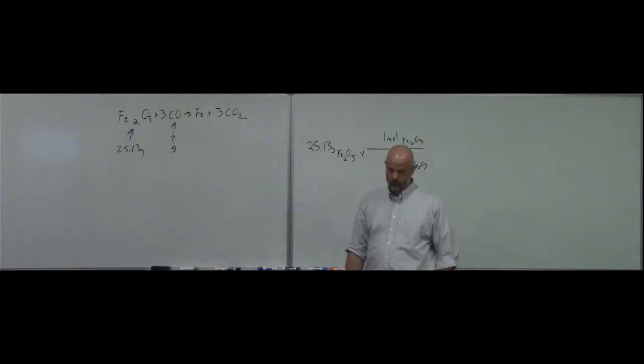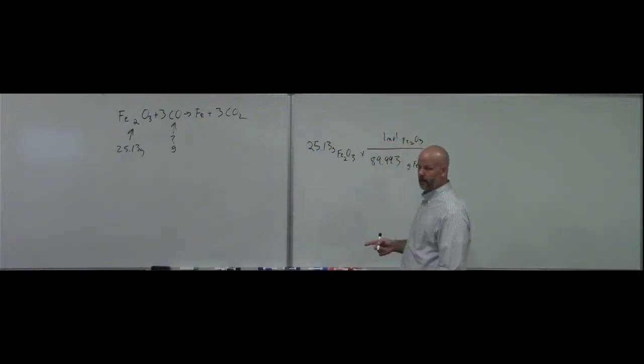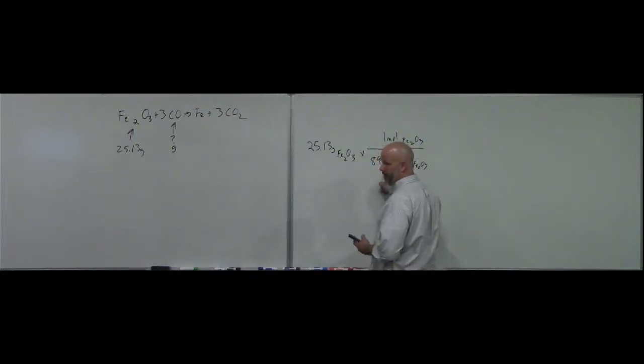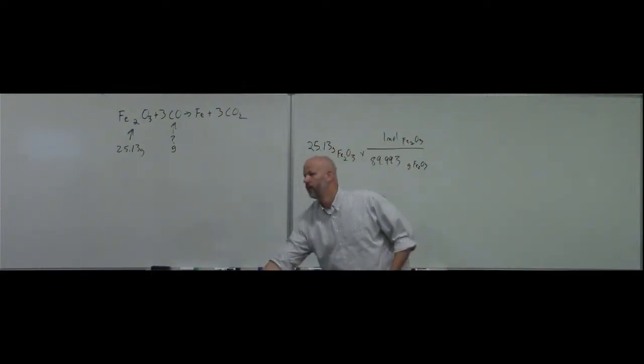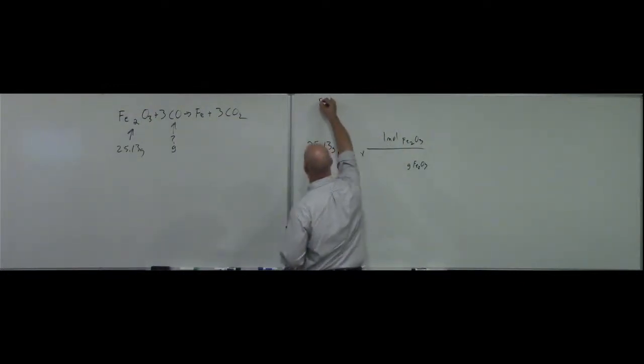I got 89.993. So what'd you get? I got 159.687. Okay. What's the molecular mass of iron? Not the wrong one. Okay. All right, it's 55.845. 55.845. Yeah.